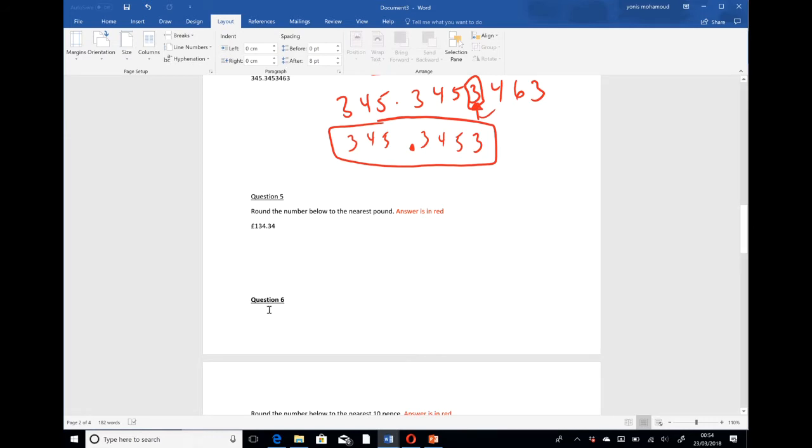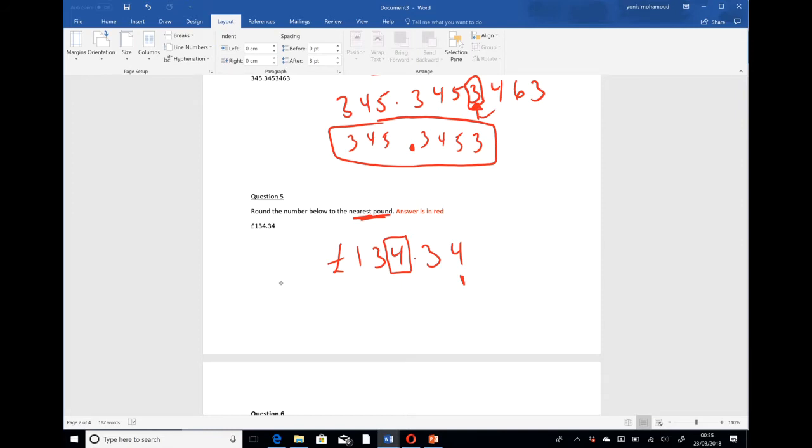And question number 5 asks, round the number below to the nearest pound. So we got 134.34. So the number which is in the pounds place is the number 4. So when it comes to money, the 4 is in the pounds place, the 3 is in the 10 pounds place, that 1 is the 100 pounds place, number 3 that is the 10 pence place, and the 4 is in the 1 pence place.